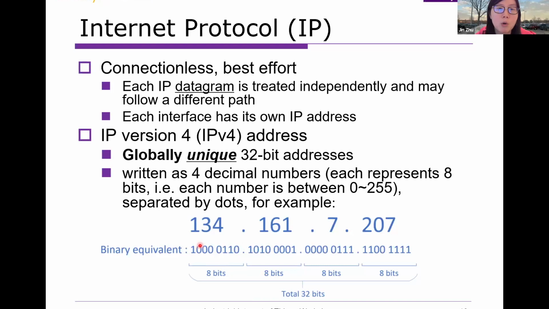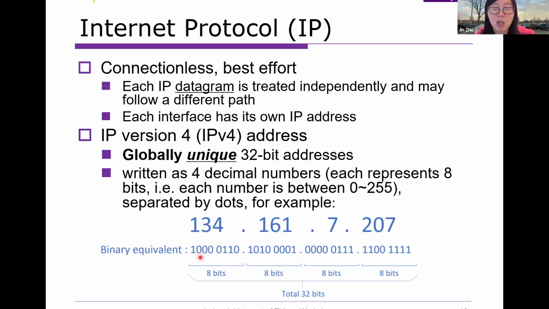For example, we're showing over here 134.161.7.207. Each number is actually represented by 8 bits, binary bits, 1 or 0, so each number has to be between 0 and 255. You are not going to see any number greater than 255 in IP version 4 addresses. That's the IP address.